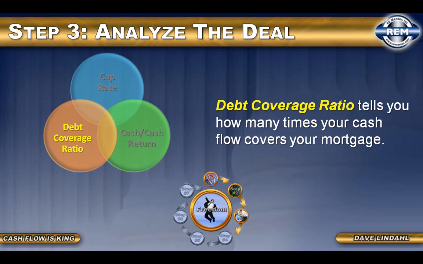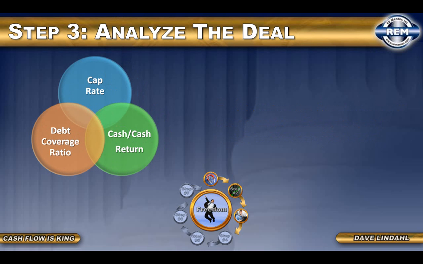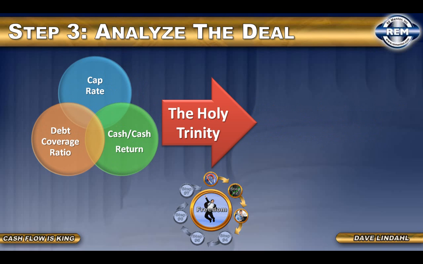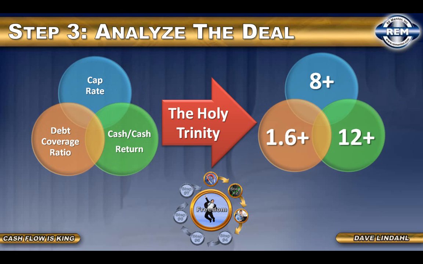So here we go. We have the cap rate for the investor, the cash-on-cash return for the money investor, and the debt coverage ratio for the bank. So what do we like to see? Well, I call the next set of numbers the Holy Trinity. We want to see a cap rate of 8 plus, a debt coverage ratio of 1.6 plus, and a cash-on-cash return of 12 plus.